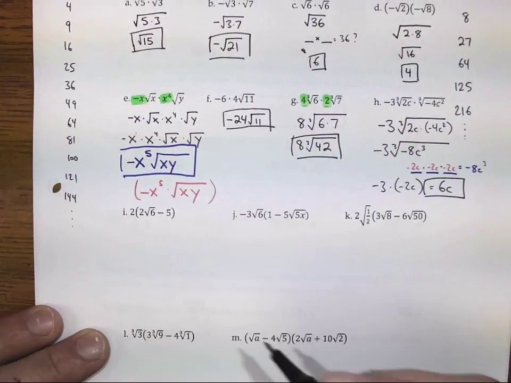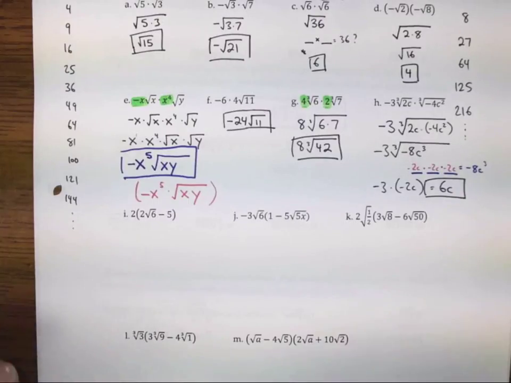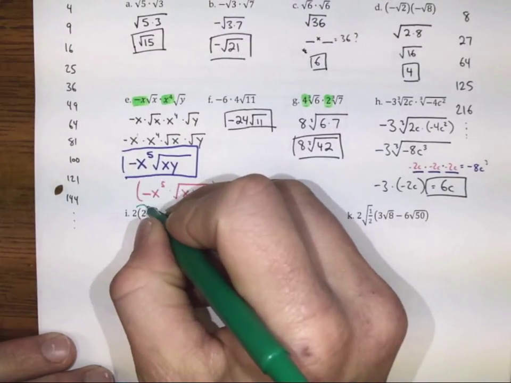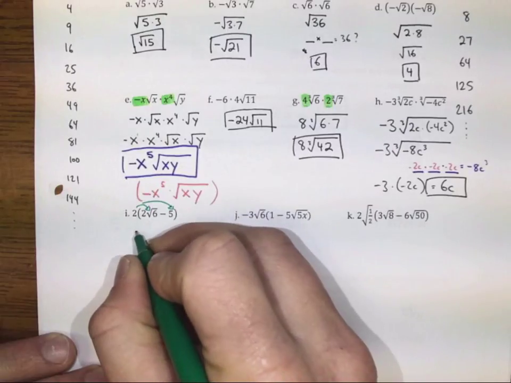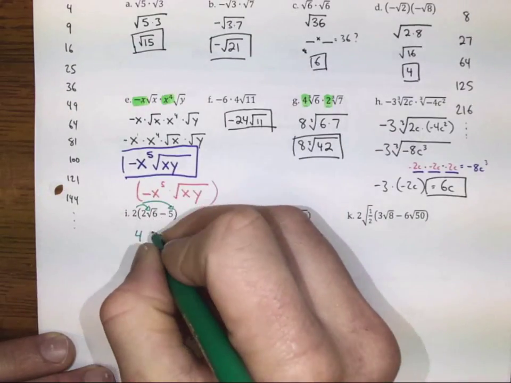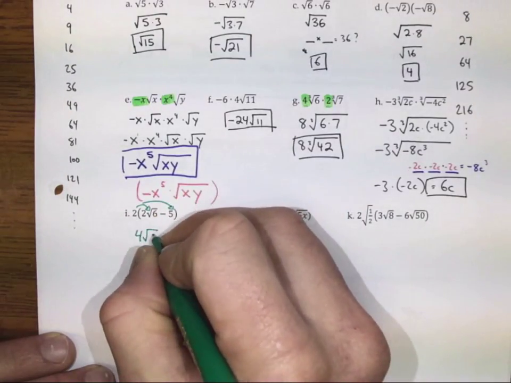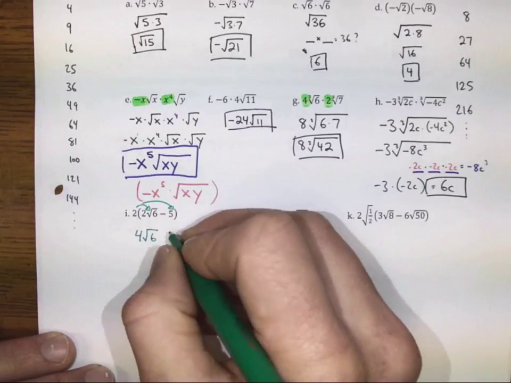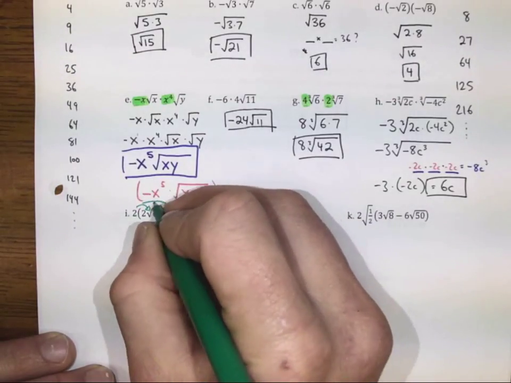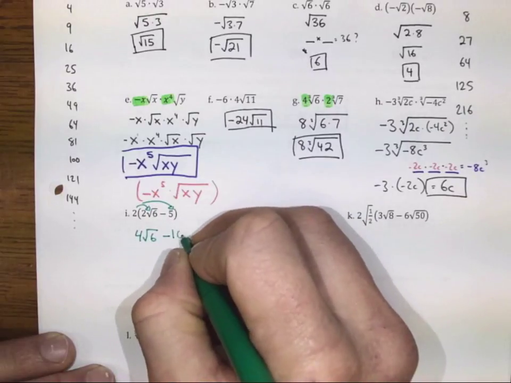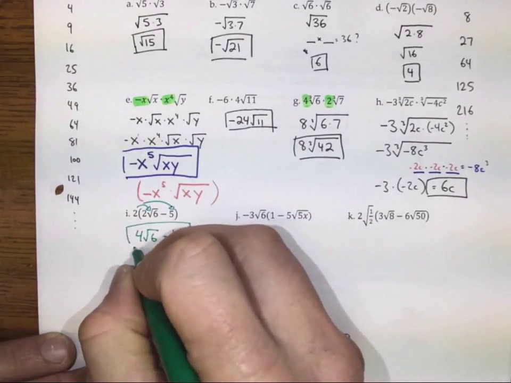Okay. So here we have a distribution. We're going to multiply 2 by both of these guys. And the 2 simply here is going to give us 4, 2 times 2. And it doesn't really interact with the radical at all because it's a coefficient, or it's just a regular old number which multiplies to a coefficient. And 2 times negative 5, which is negative 10. And we're done.